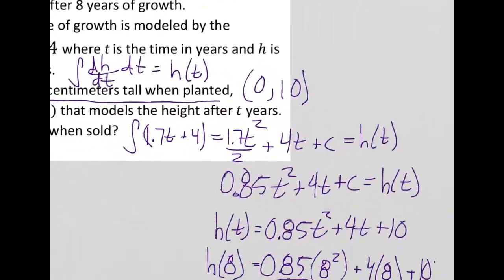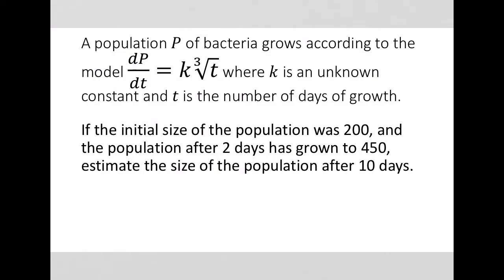So, okay, using differential equations to solve a problem. Let's look at one more, and then we'll call it quits. Population P of bacteria grows according to the model dP over dt, so again, recognize that as a derivative, a growth function. It equals some constant k times the cube root of t, where k is an unknown constant, and t is the number of days of growth. And then we know two things. We know the initial size of the population was 200, which is telling us a point, 0, 200, which is telling us that c is 200.